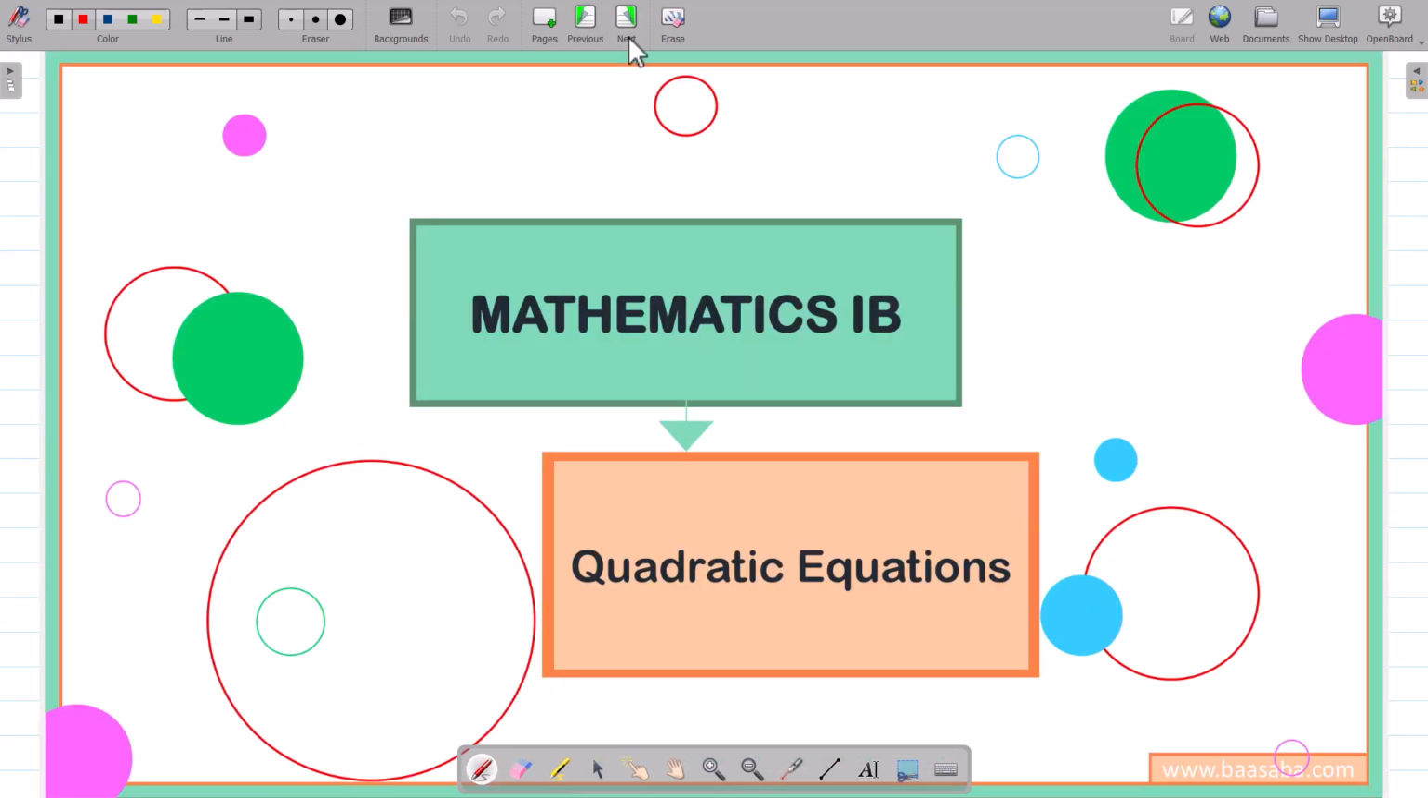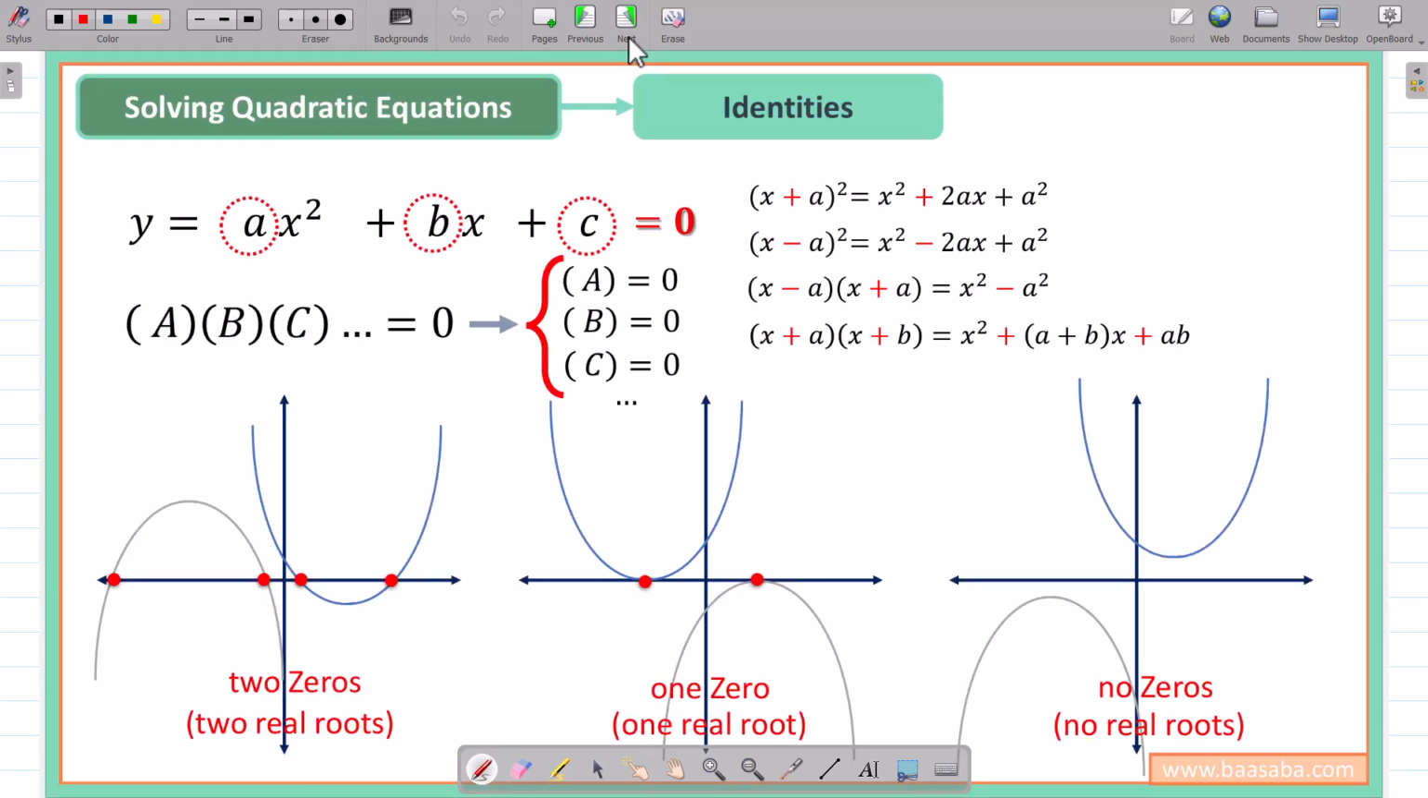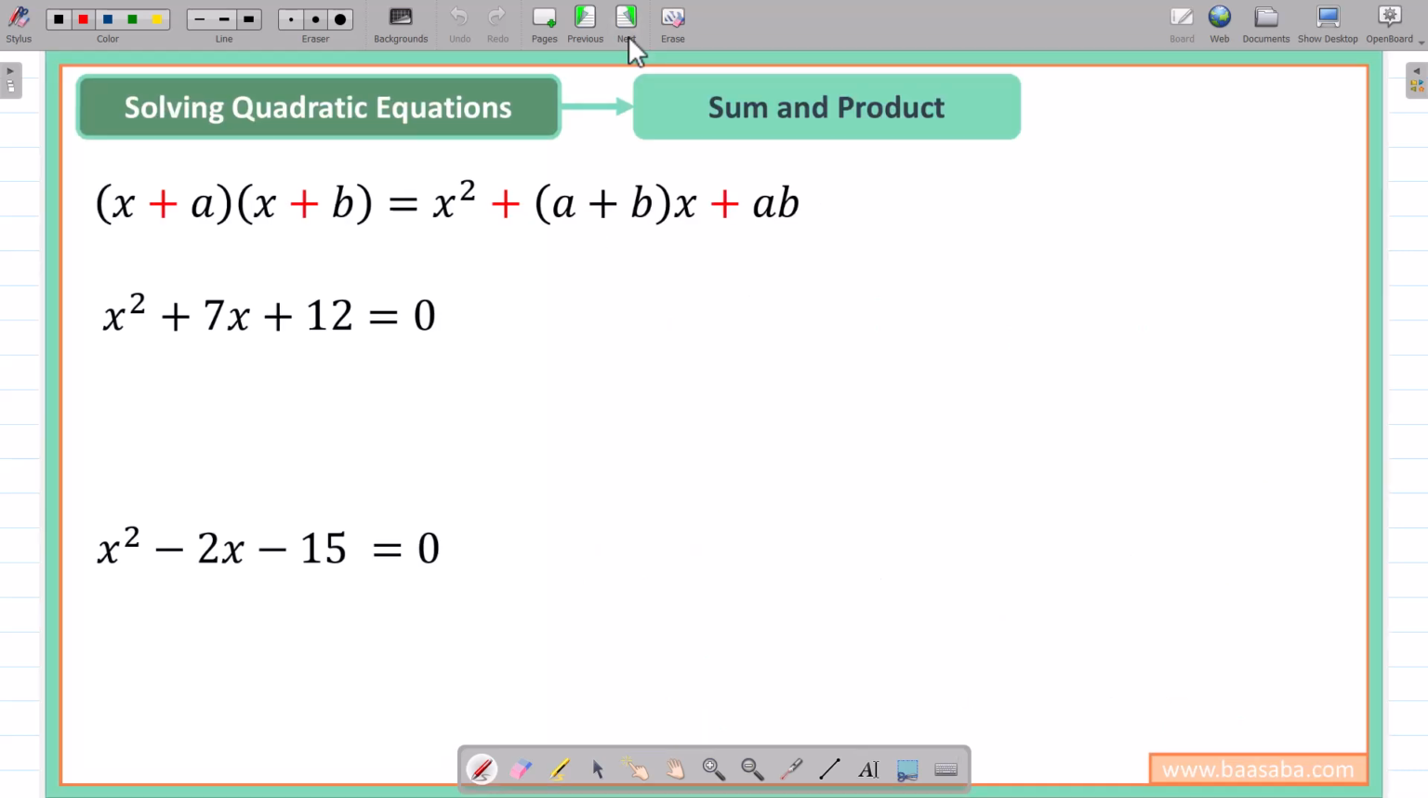Today we are still talking about quadratic equations and how to solve them using identities. This is a reminder from previous videos. We talked about what identities are important to us, and today we're going to see how we can use the identity of sum and product to solve a quadratic equation without using the quadratic formula.